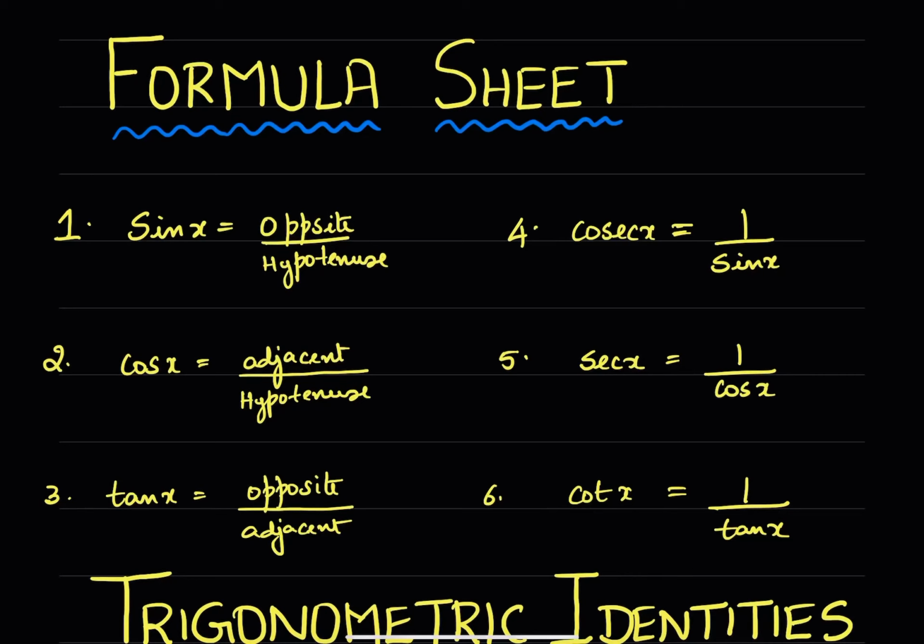So these are all the important concepts we learned as part of trigonometric functions. We learned that sin x is opposite by hypotenuse, cos is adjacent by hypotenuse, and tan is opposite by adjacent. And we know that cosecant is inverse of sine, secant is inverse of cosine, and cot is inverse of tan.